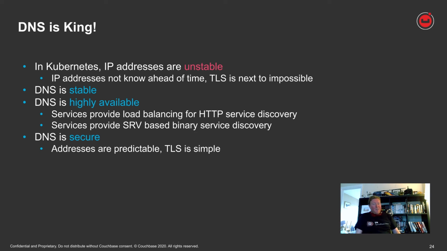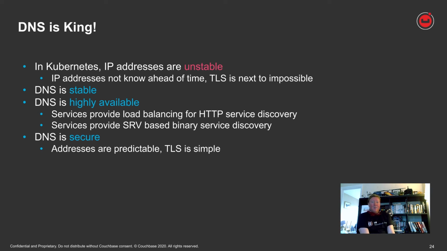The other important thing to know about using IP addresses is that, A, they're unstable, and B, you can't know them until you've actually created the pod, which means you can't mount TLS secrets very easily, and it makes it basically next to impossible. So when we say DNS is king, by using DNS, DNS is stable, okay? That doesn't change. You bring a named pod back alive, it will have the same name. The IP address may have changed, but that's DNS's problem. We don't care about it. The name is stable.